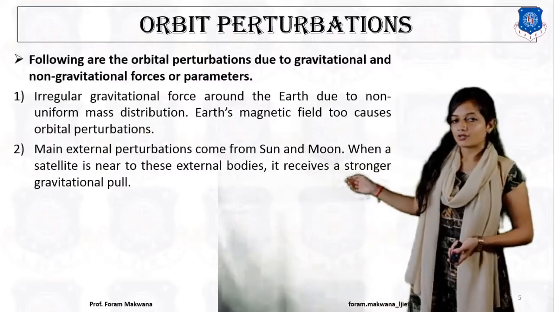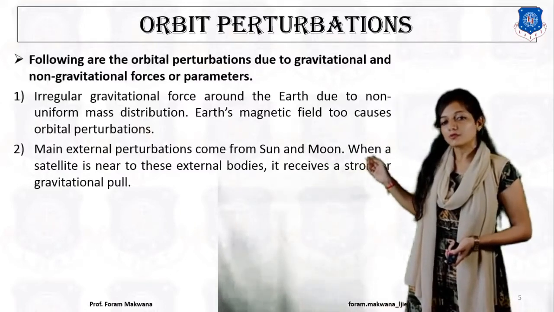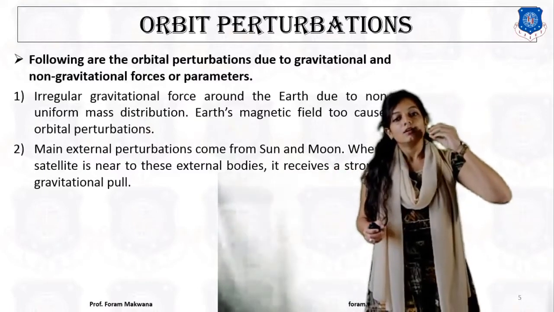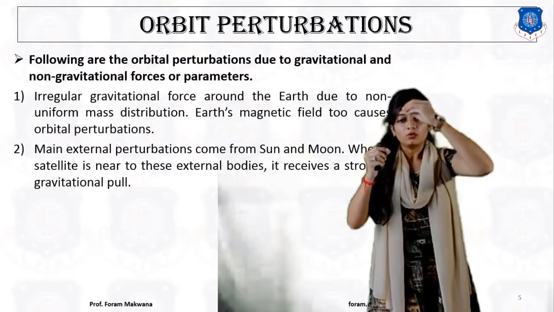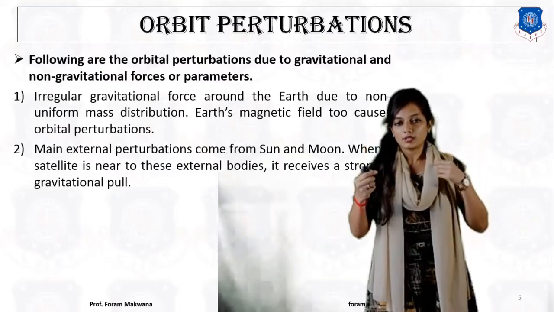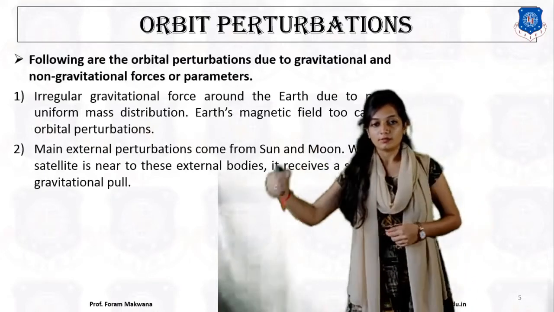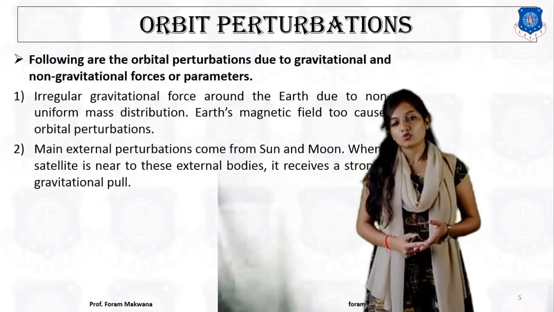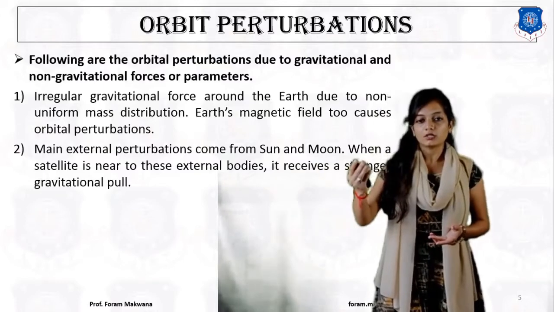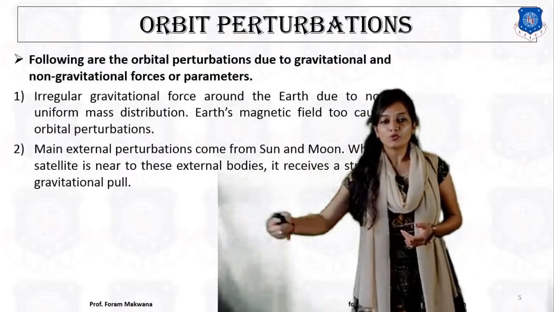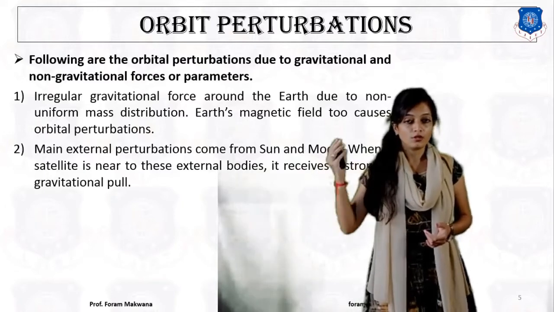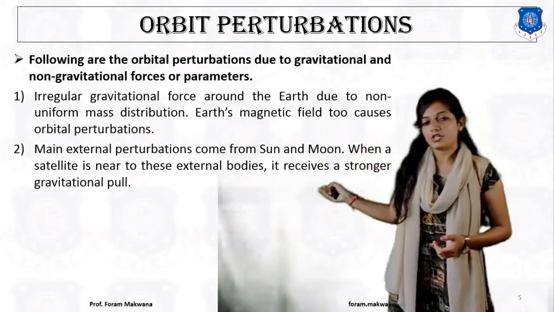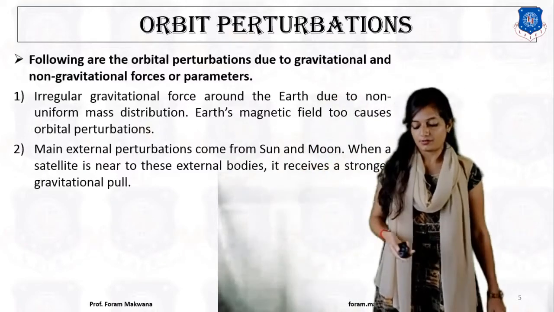Second, the main external perturbation comes from the Sun and the Moon. Why? Because the satellite is moving around the Earth, and Earth is moving around the Sun. And because of that, there is a gravitational force of the Sun, and as well as the Moon is also moving around the Earth. So the gravitational force of the Moon will be taken into consideration. So it will cause a stronger gravitational pull that causes the orbital perturbation.